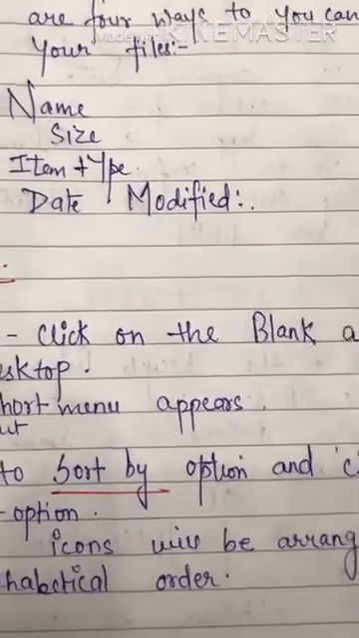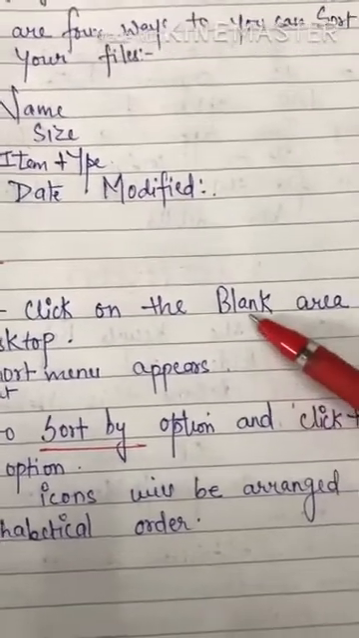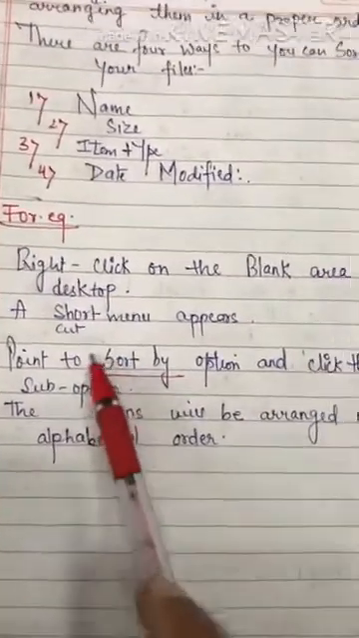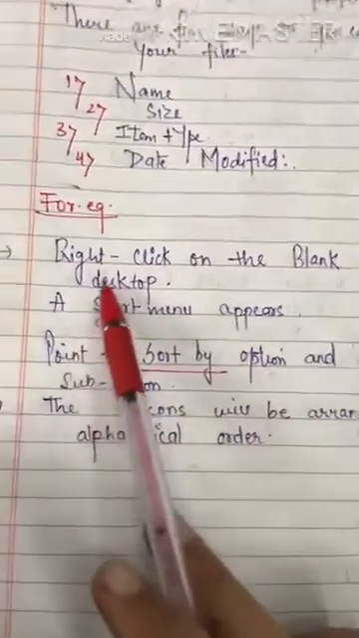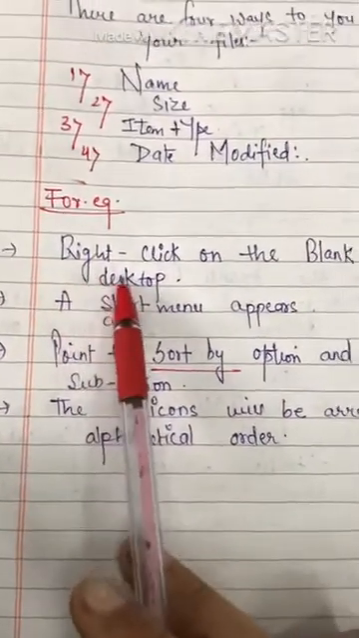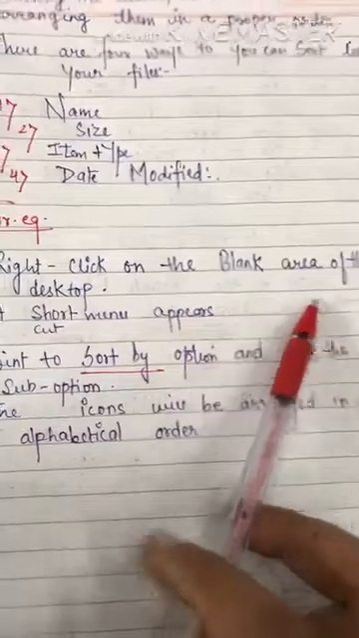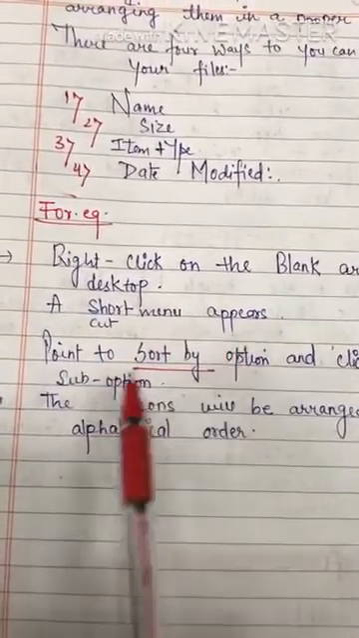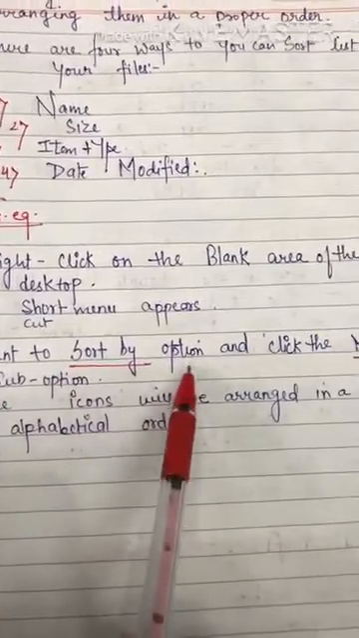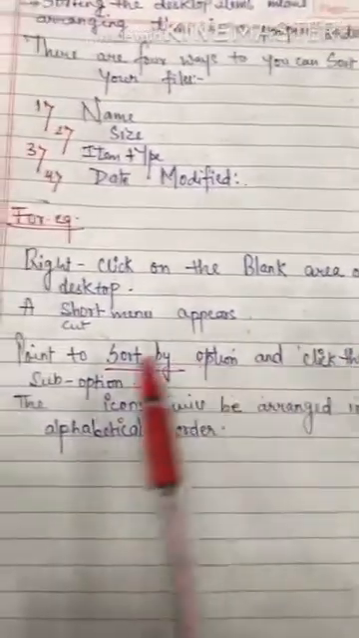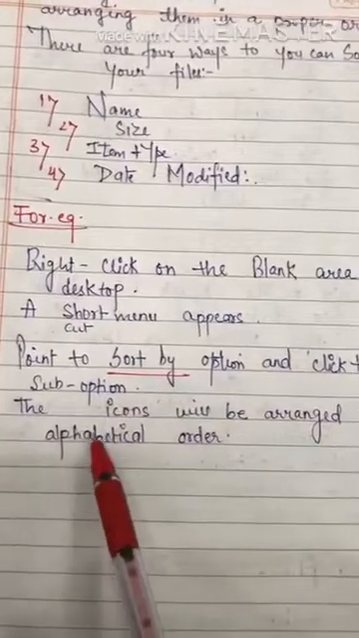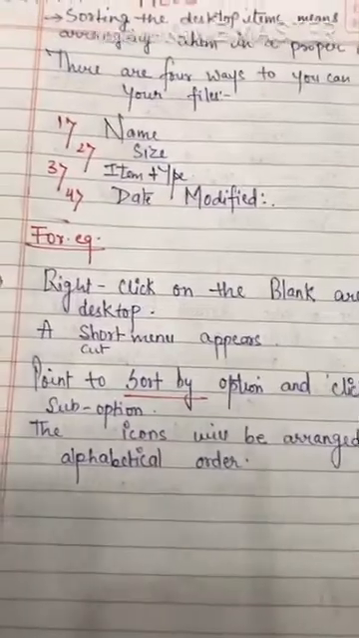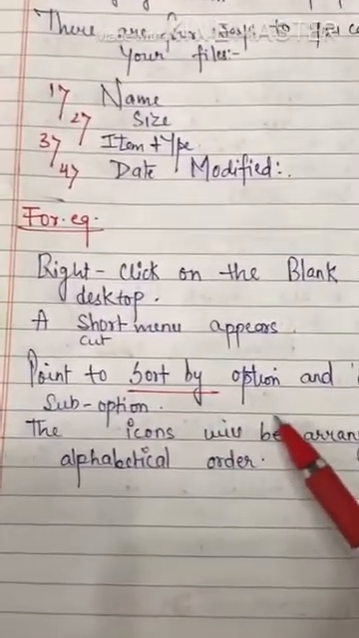Okay, so for example, let us sort the files in alphabetical order. First, we will right click on the blank area of the desktop, and then the shortcut menu will appear. Point to the sort by option and click the name sub option, and the icons will be arranged in alphabetical order. So now just have a look.